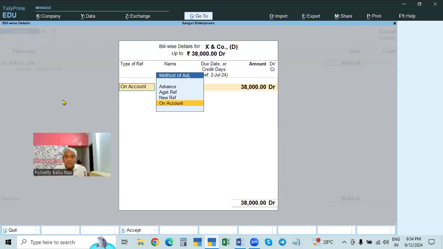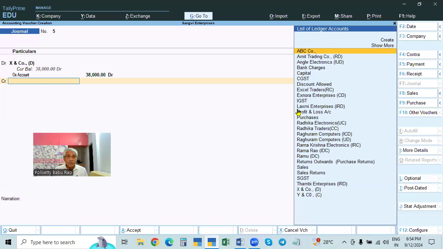So we cannot take it against a reference, because there is no reference. There is no bill pending. That's why we cannot take any against reference. So we take it on account only. So on account you have to take it up. And now credit, who is the creditor?